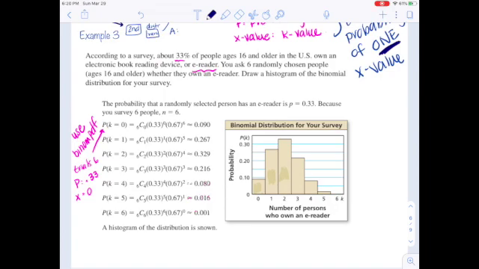So example 3, you've got, according to a survey, about 33% of people ages 16 and older in the US own an electronic book reading device or e-reader. You ask 6 randomly chosen people, ages 16 and older, whether they own an e-reader. Draw a histogram of a binomial distribution for your survey. All right, so we have the probability of success being 0.33.